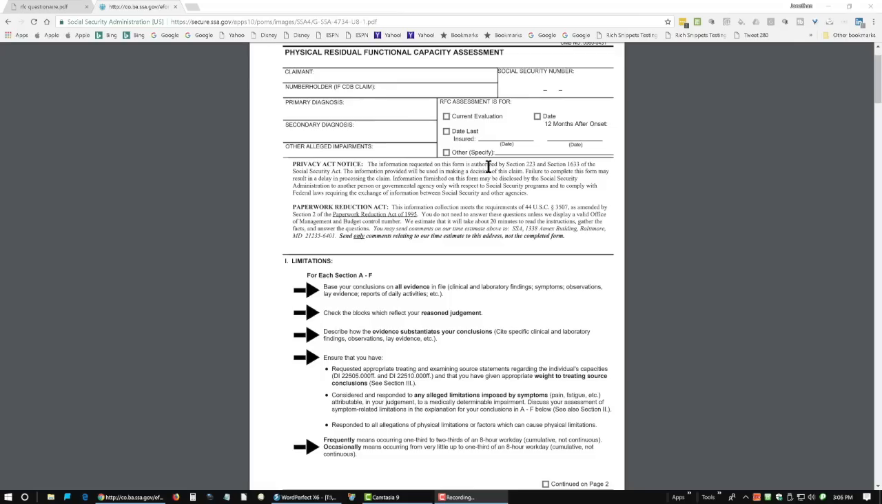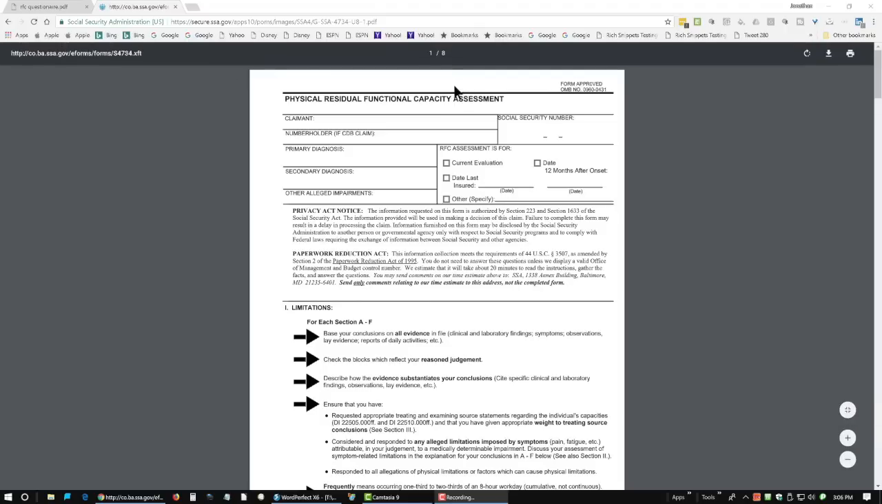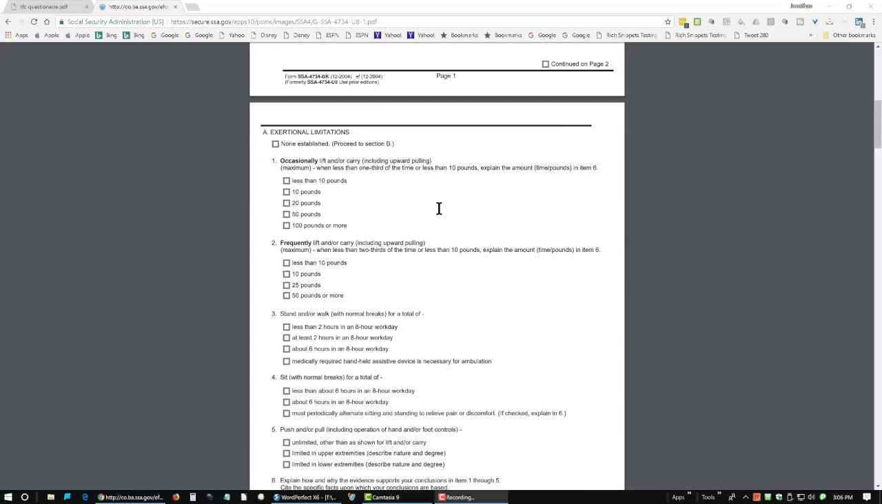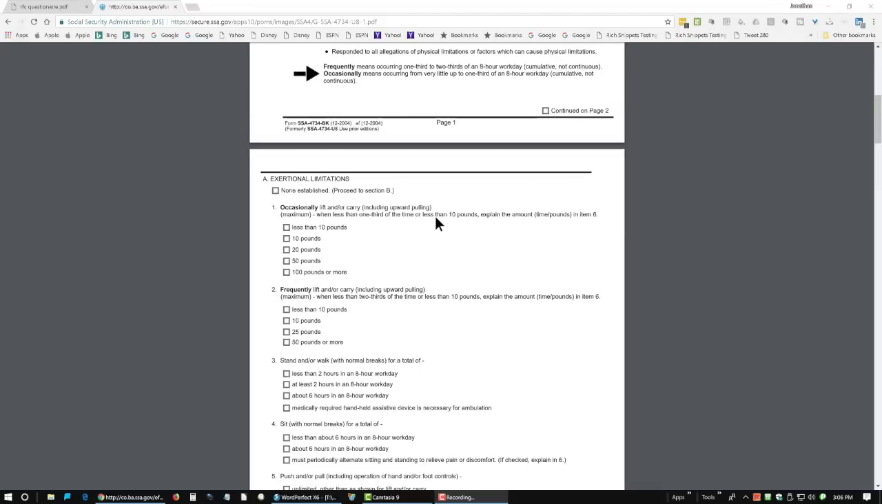And this is a form that is actually the Social Security official form. This is what the state agency doctors, the consulting doctors that Social Security has look at your file, this is what they fill out. And the problem with this form is it doesn't really tell us quite enough to take to a judge to say, I am disabled. So let's just kind of go through it.